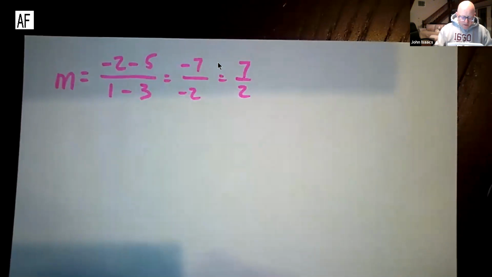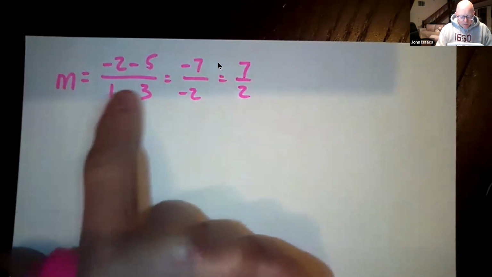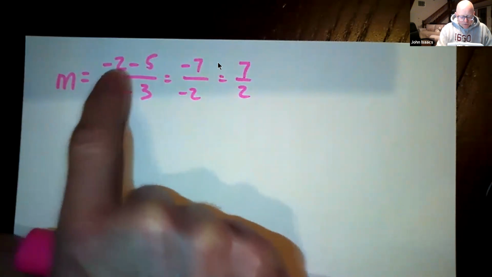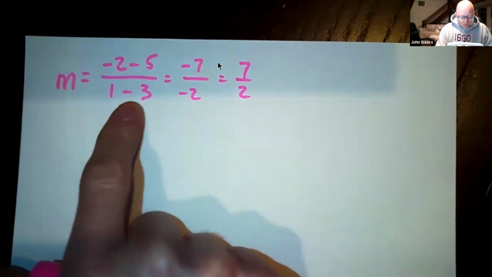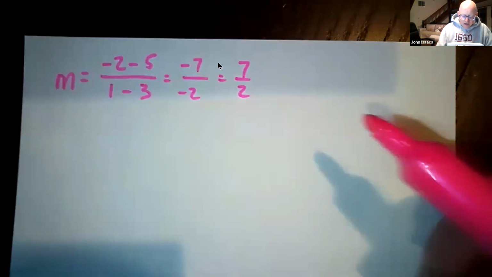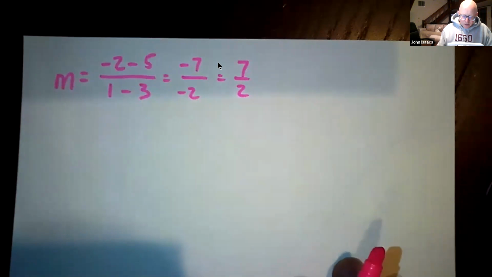To start with, the slope we figure out by using the two y values, the -2 minus the 5, and the two x values, the 1 minus the 3, as long as they're lined up properly. We talked about slope a few classes ago. We get 7/2, right? Once we reduce everything.